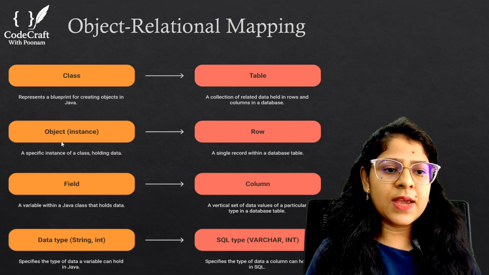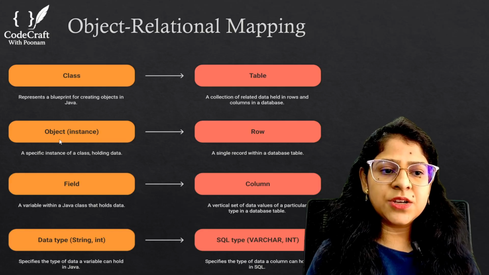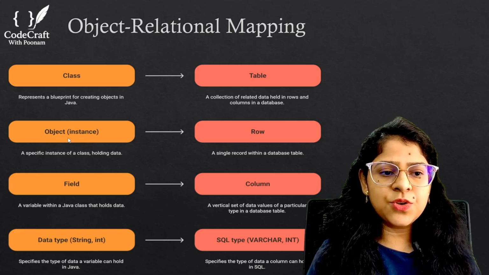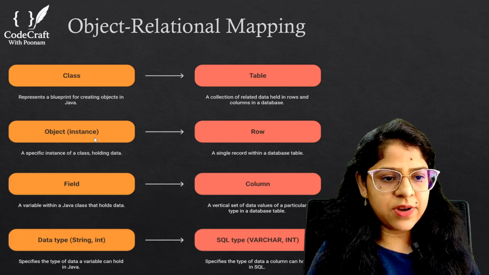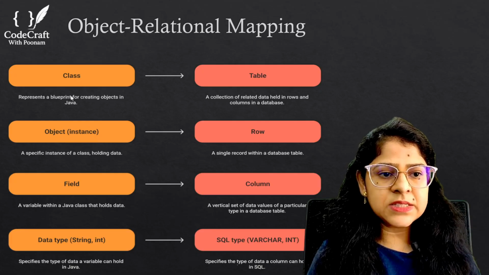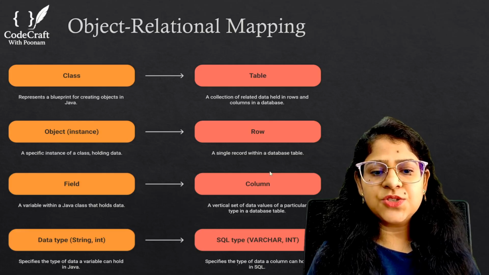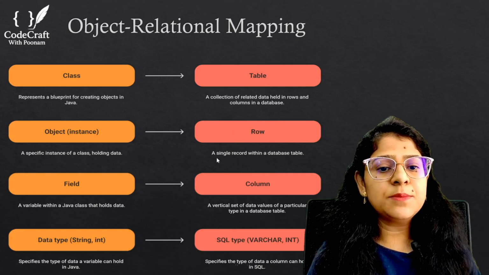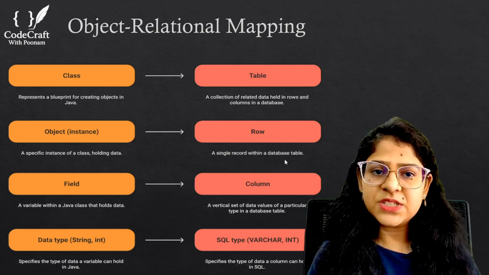And then objects. Here it acts as a bridge between the object and your row. So the object is nothing but your instance, right? It is a specific instance of a class holding data. This is your Java world. This is your database world. So what is a row? A row is nothing but a single record within a database table.